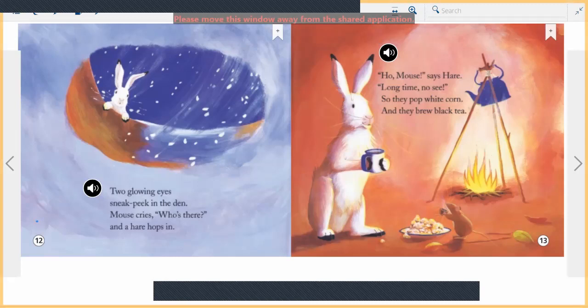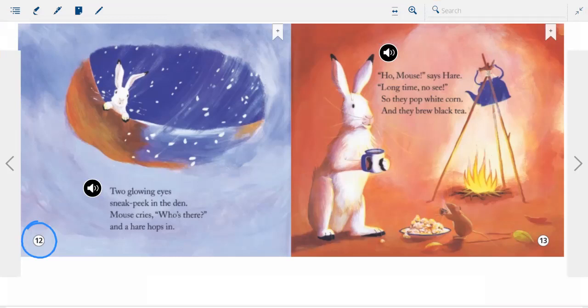So let's look over here on page 12. Which words does mouse say on this page? The mouse is talking. What does he say? He says, "Who's there?" So how do you know that? The marks, which are called quotation marks, are around the words, and they show that someone is speaking. So how do you know the mouse is asking a question? Because look at the end of the sentence. There is a question mark, and that tells us that is a question. All right, let's continue.